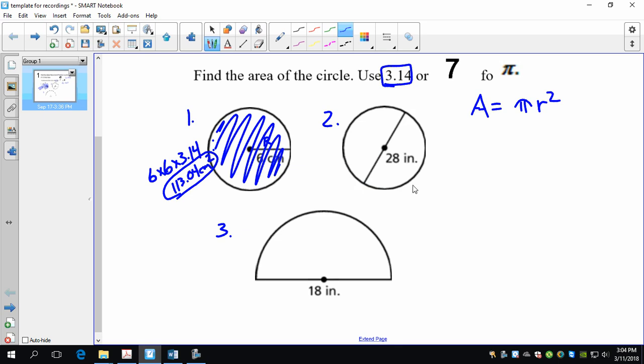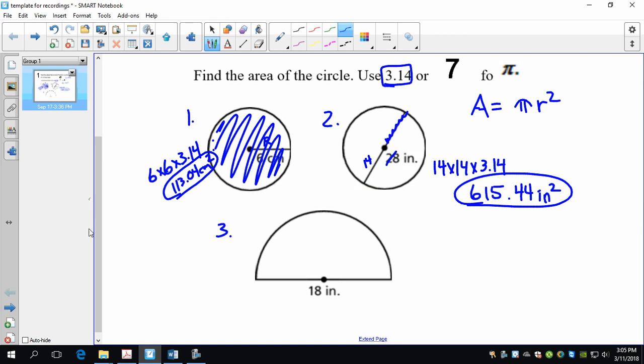For number 2, it's a little bit more challenging. It's 28. Basically, we're just going to cut it in half, and say the radius is 14. Then we're going to do 14 times 14 times 3.14. Again, if you prefer, you can use 22 over 7. I'm just going to do 14 times 14 times 3.14, and I'm going to get 615.44. And that would be inches squared.